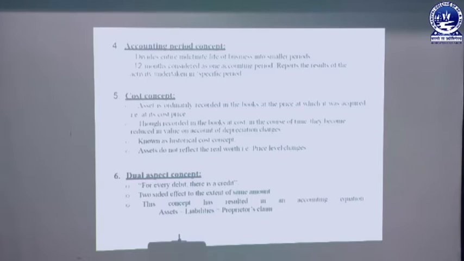An asset is ordinarily recorded in the books at the price at which it was acquired, which is called the cost price. Though recorded in the books at cost, in the course of time its value is reduced by a depreciation charge. It is known as the historical cost concept. Assets do not reflect the real worth, that is, the price level changes.